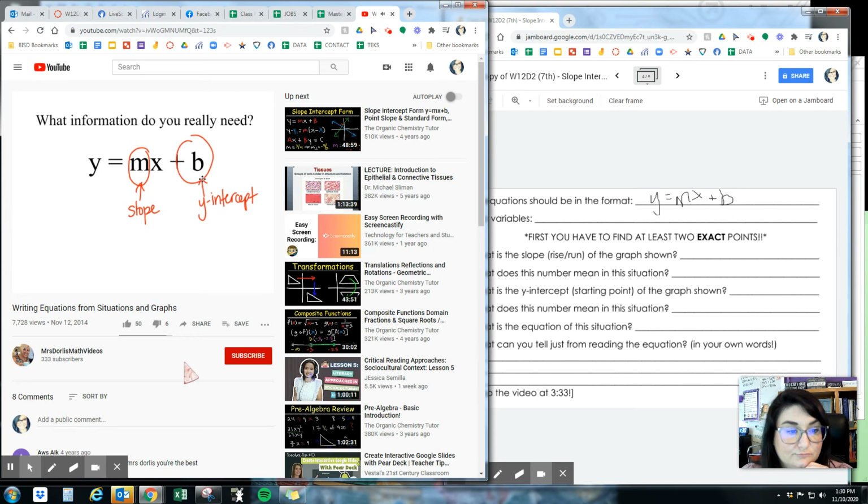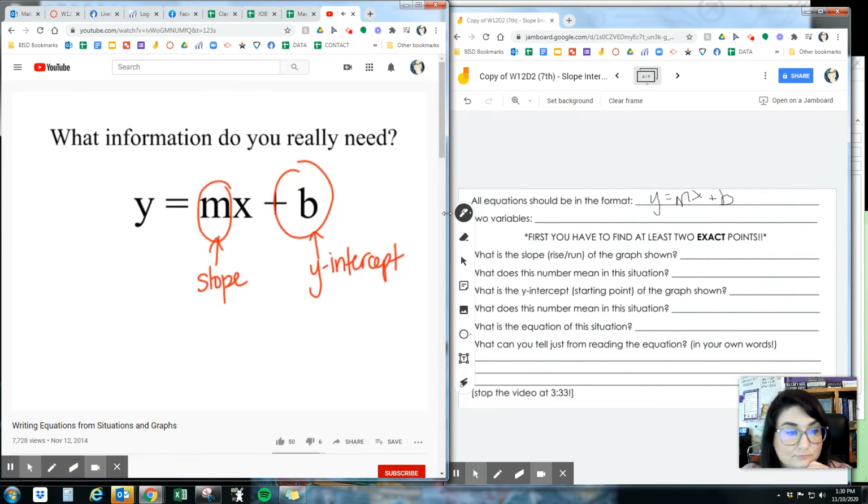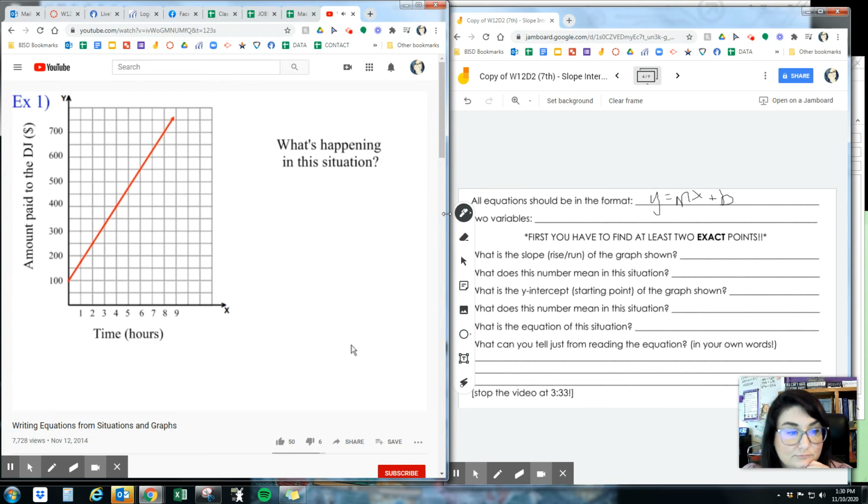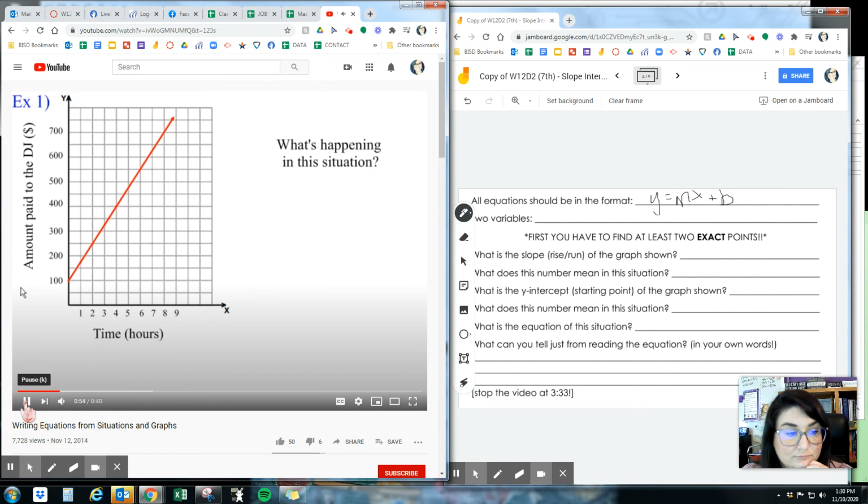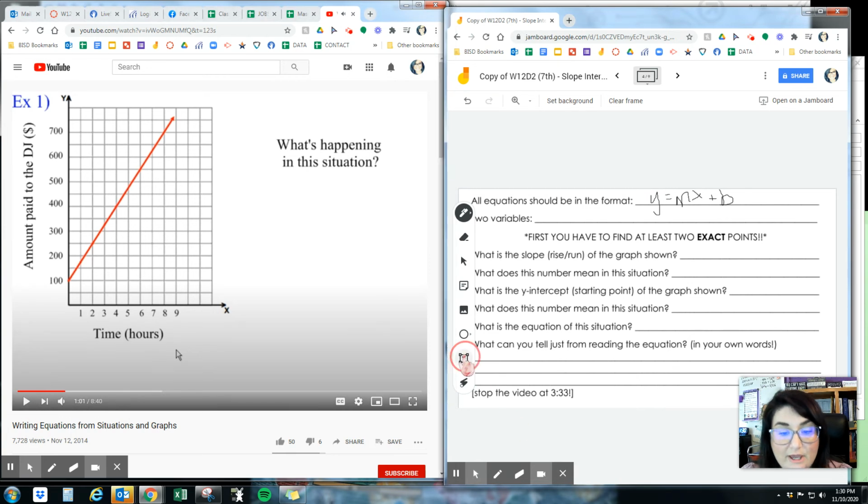One of the things we want to look at in this module is situations and graphs, looking at the real world and seeing what's going on and how we can model that. So we're going to take a look at this situation. Here we have a graph, and we need to know what's happening. On the y-axis, we have amount paid to a DJ, and on the x-axis, we have time in hours. I'm going to pause the video.